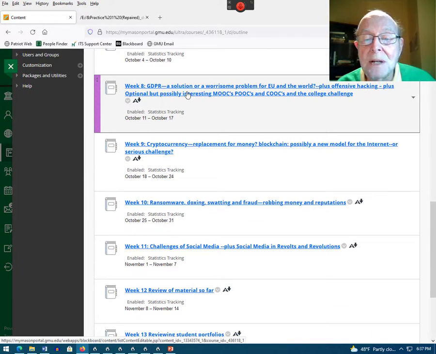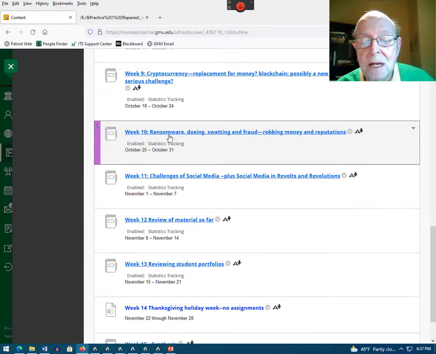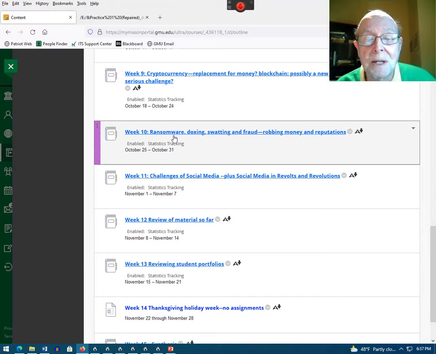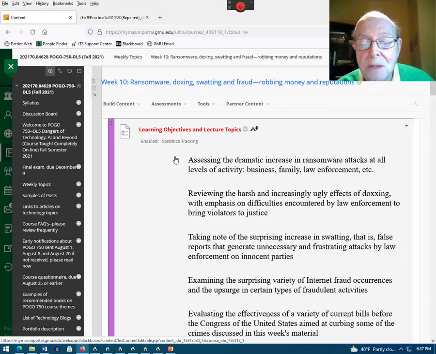Deep fake, the Internet of Things, GDPR, that's the European Union's very successful security system that they've set up for 26, 27 countries. Crypto security, cryptocurrency, I mean, that's Bitcoin, and there's about 6,000 others. And a couple of countries now have already set up Bitcoin, El Salvador, for example, as a legitimate currency, and there's some deals being done in New York now that the only way they'll accept payments is in Bitcoin. Ransomware, doxing, swatting, and fraud challenges, et cetera. Anyway, that's what it looks like.